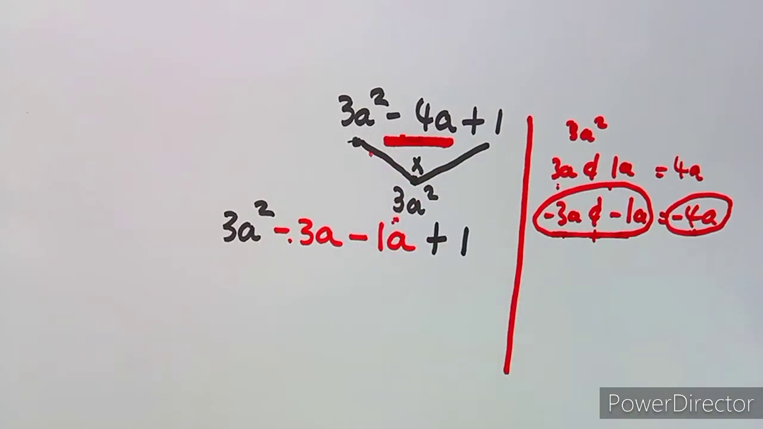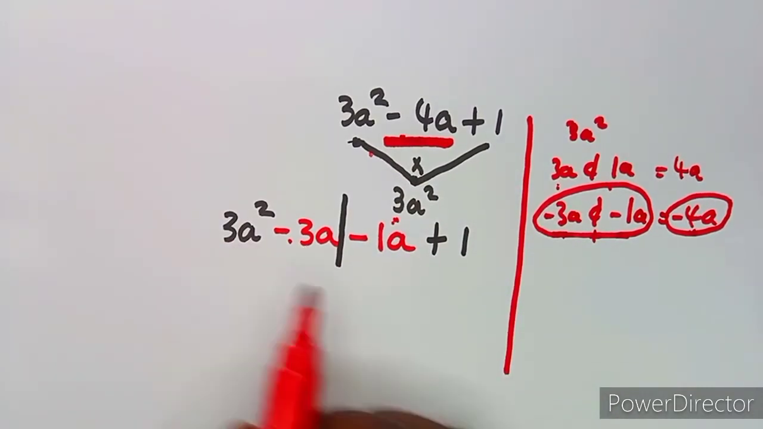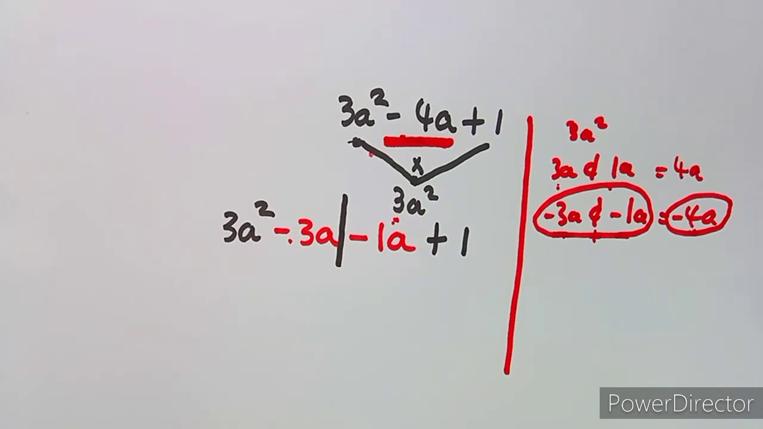We are still having the same thing. So now we can group into 2 terms. What is common here? We've got 3 and 3. A and A is common, so you can factor out 3a there. 3a is common.